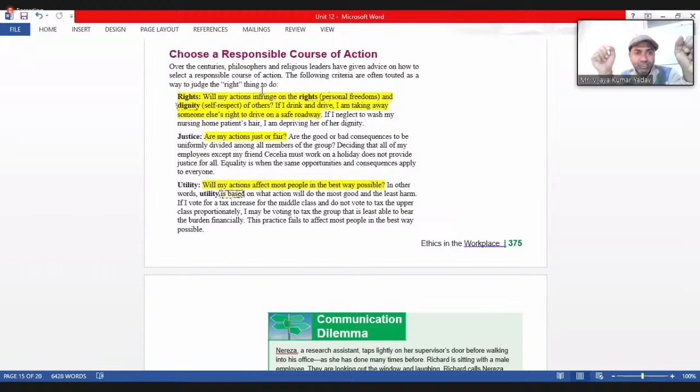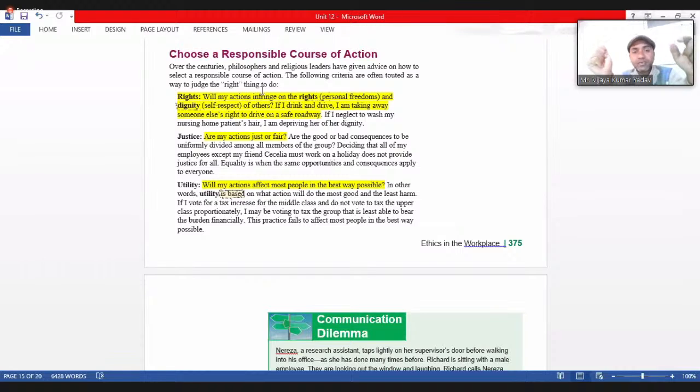That is rights. Will my action infringe on the rights, that is personal freedom, and dignity, that is self-respect, of others? So whatever actions you are going to take or have taken, are those actions based on personal freedom? Are those actions based on dignity? Do those actions respect others?